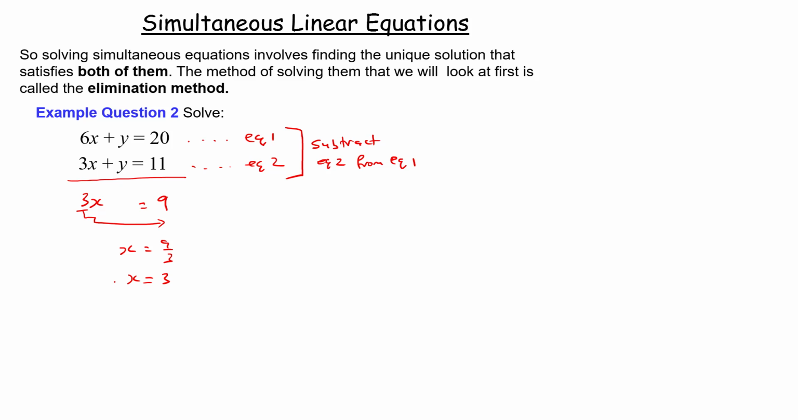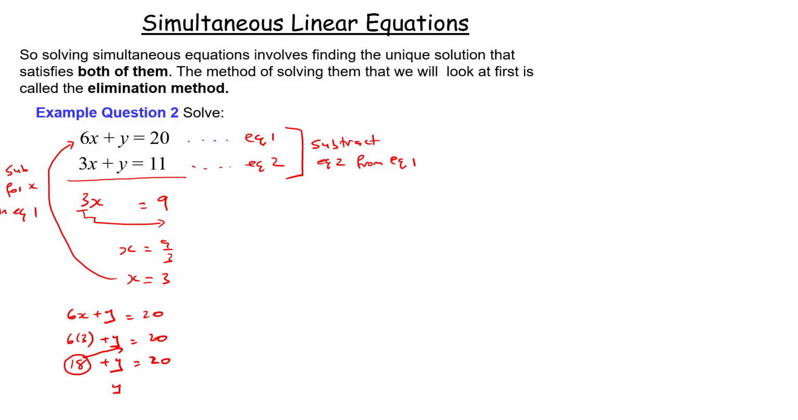So now, how do I get y? I sub it back into equation 1. It could be equation 2, it doesn't matter. So we say sub for x, because we know what x is, in equation 1. So equation 1 says 6x plus y equals 20, x equals 3, so 6 times 3 plus y equals 20. 6 times 3 is 18, plus y equals 20. So float and ping the 18 over the other side. We get y is equal to 20 minus 18, which is 2. So I've got my coordinates, x equals 3 and y equals 2. So that's where the two lines intersect. So 3 and 2. Good.